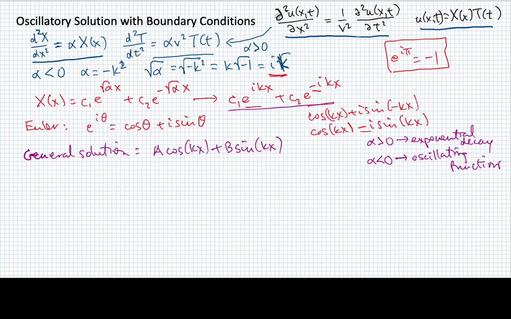So you want to watch out for this, because you can tell immediately when you view one of these differential equations like this one up here: if alpha is a positive number, it's going to be an exponential decay or growth. If it's an imaginary number, or I should say a negative number, then it's going to be an oscillating function.